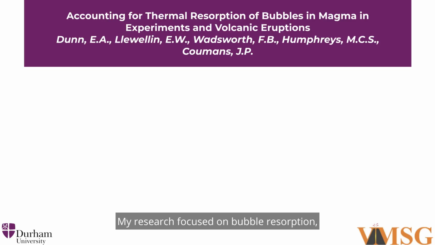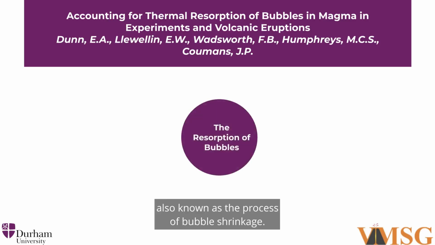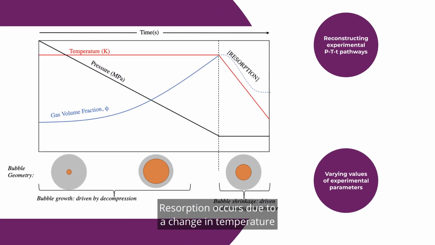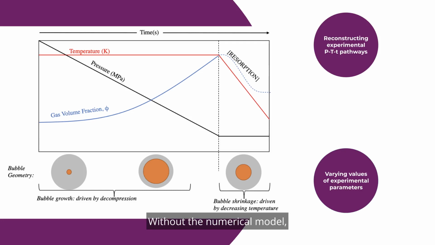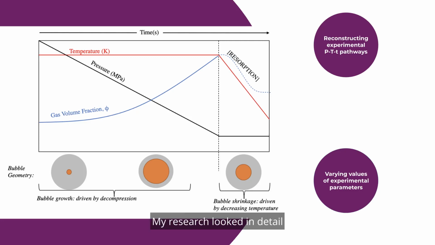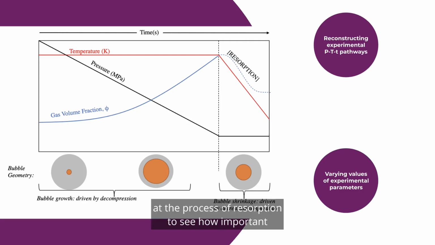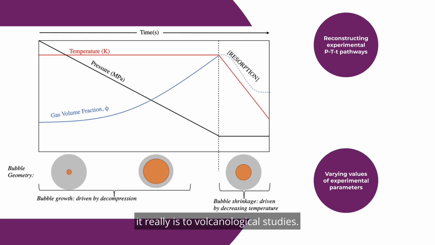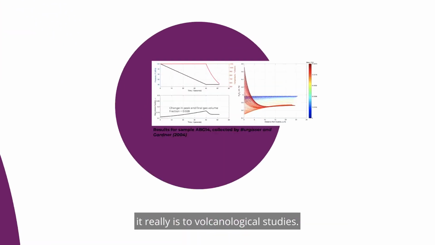University. My research focused on bubble resorption, also known as the process of bubble shrinkage. Resorption occurs due to a change in temperature and pressure during decompression experiments, as shown by this plot here. This has been demonstrated with a numerical model. Without the numerical model, during decompression experiments only the final value for the gas volume fraction, or phi, is known. My research looked in detail at the process of resorption to see how important it really is to volcanological studies.